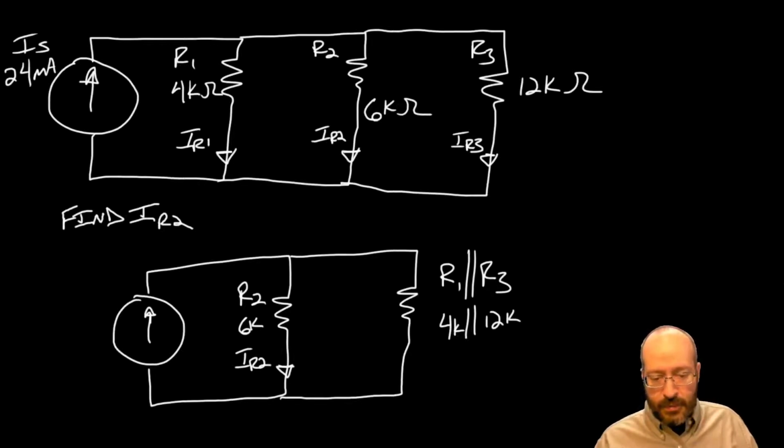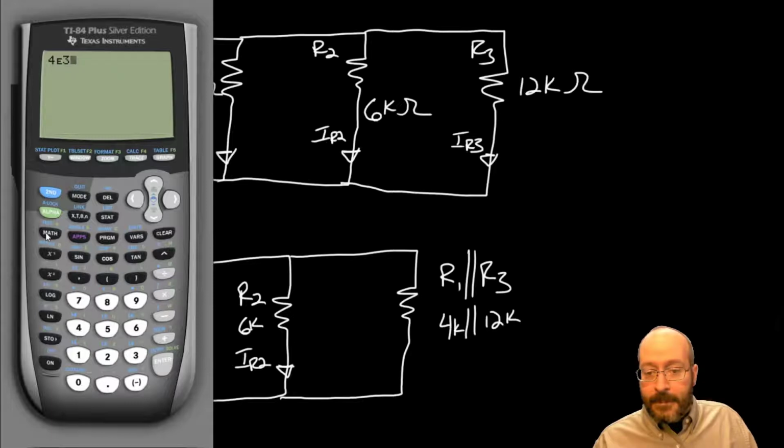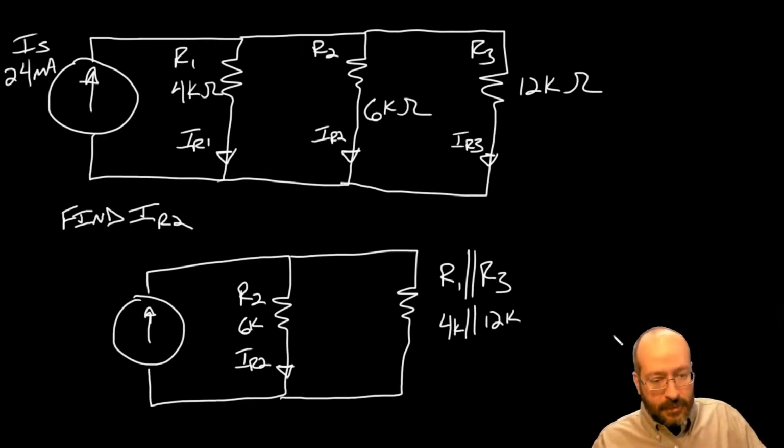and we should go do that on the calculator. So let's see, 4K, I'm going to invert that. I'm going to add 12K to it, and I'm going to invert that, and then invert the result, and we see that it's 3K. Okay, so that is equal to 3K.